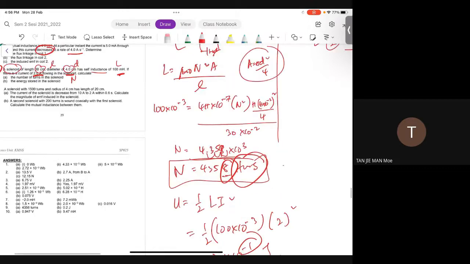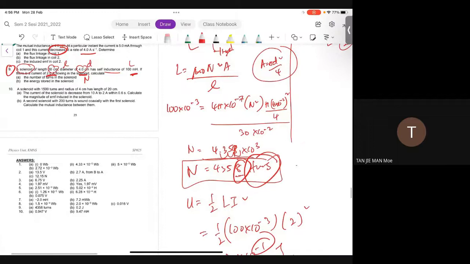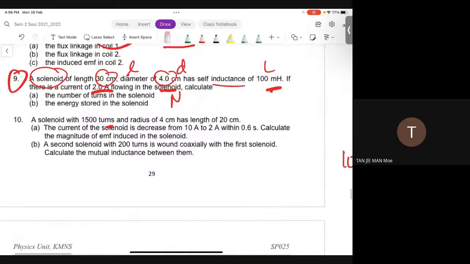Okay, last question. Energy stored is very easy, just use the formula L I squared. They give a solenoid, the turns, the radius, and 20 cm as the length. They also give the current of the solenoid decreasing from this one to this one, so di over dt is negative: 2 minus 10 divided by 0.6. Calculate the induced EMF of the solenoid.